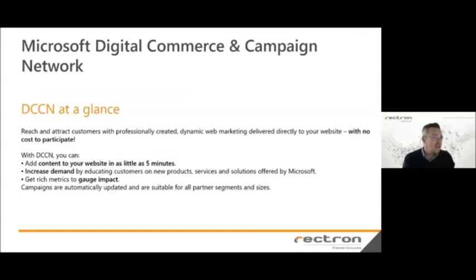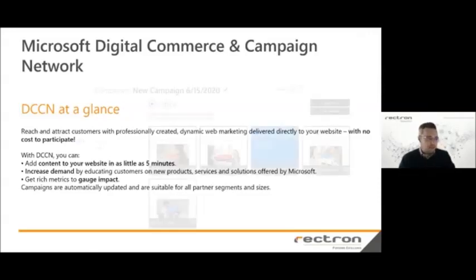The other bit of information is, I always get this one wrong, so I'm going to read it: the Microsoft Digital Commerce and Campaign Network, which is the DCCN, which is also about content. It's all about making your website as up to date as possible with the latest information that we have available. It's just a banner, and there's no cost. Again, all of these things are free. It's a drop-down banner that gives you an open window into the latest information around the Office offering, and you can gauge the impact and measure it by metrics and all that kind of stuff.